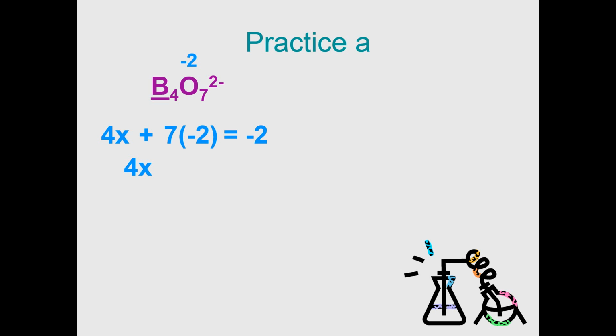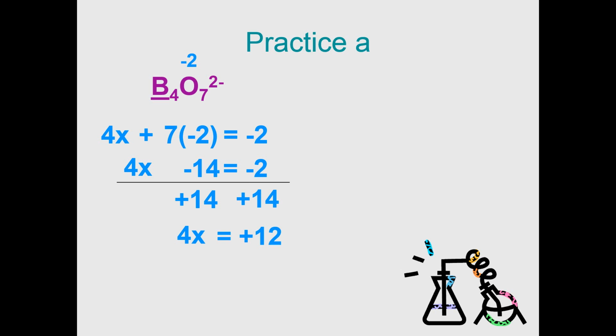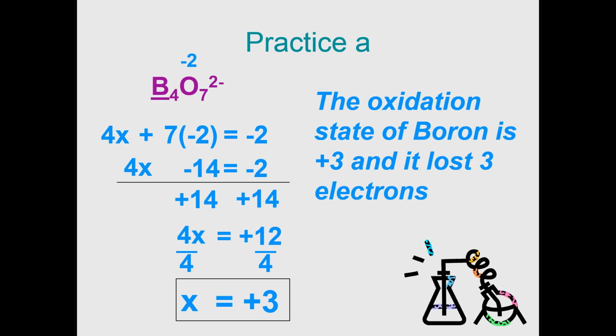Through some algebra, I'm going to multiply these two out. I have -14 equals -2. I'm going to bring the -14 to the other side by adding 14 to each side. And then when I do that, I have 4x equals positive 12. And to isolate x in this scenario, I'm going to do the opposite. This is 4 times x, so I'm going to divide both sides by 4. And that leaves me with x equals positive 3. This tells me the oxidation number of boron, in this equation at least, is positive 3, and it lost 3 electrons.